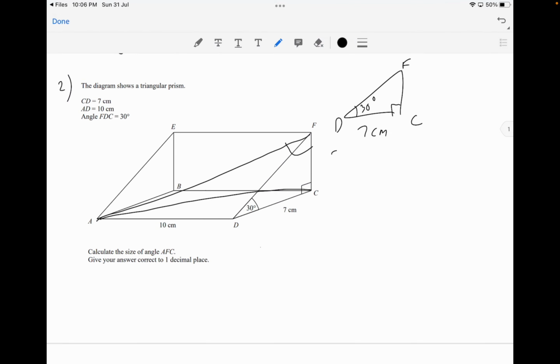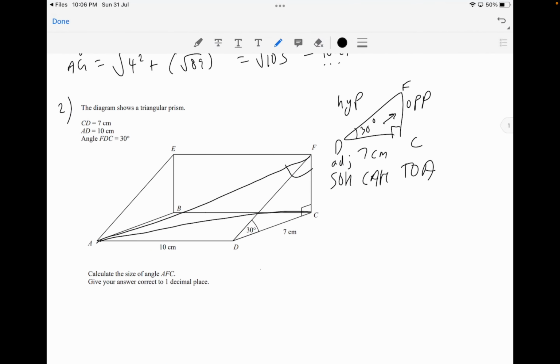So what you're going to use is a trick called SOHCAHTOA. Alright, so you're going to use that in order to solve this type of question. If you look, we have to find the opposite in this case. We are given the adjacent, but we have to find the opposite. Now, in order to do this, you have to use tan. So tan 30 is equal to the opposite, which is FC, divided by the adjacent, which in this case is 7. And you're just going to cross multiply this to find FC.